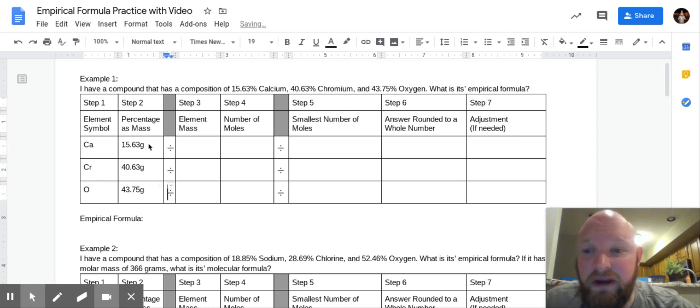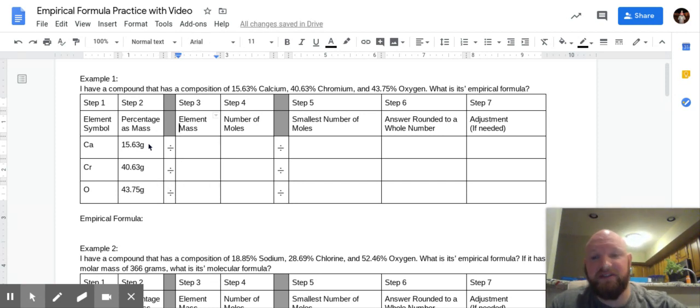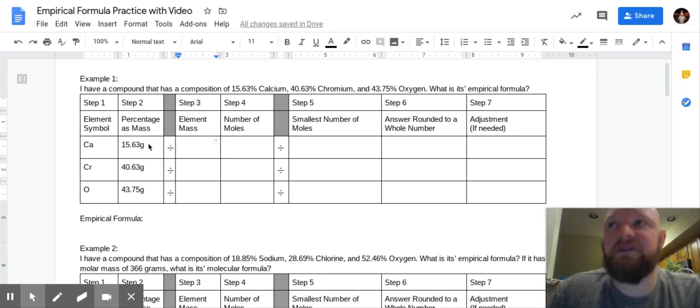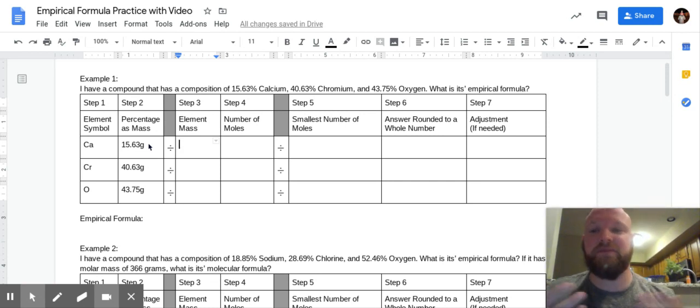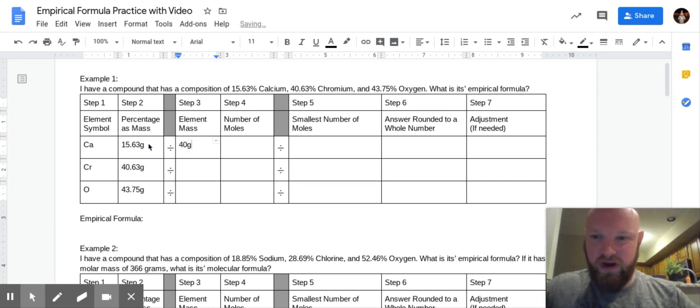Now, I always recommend moving vertically and doing the same step at the same time with each element because it makes it harder to mess this process up. Okay, now I'm going to divide it by the element mass, so that's the mass in the periodic table. So this is 40 grams, 52 grams, and 16 grams. I'm just using the rounded numbers. Okay, so I'm going to divide.